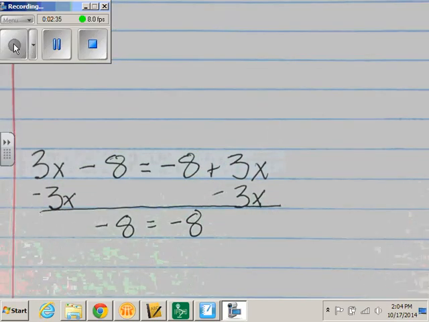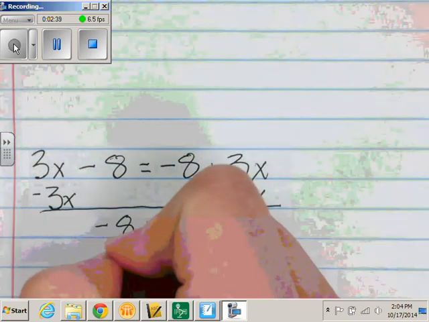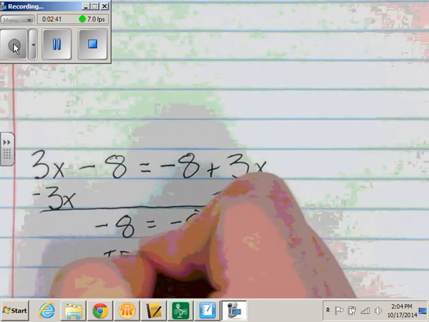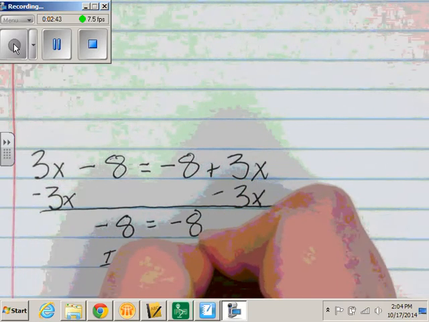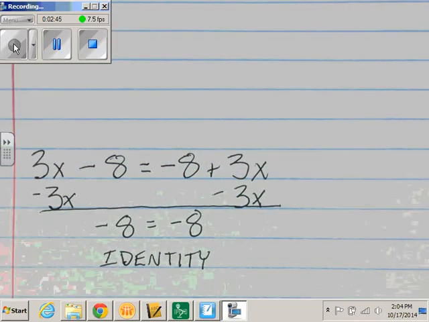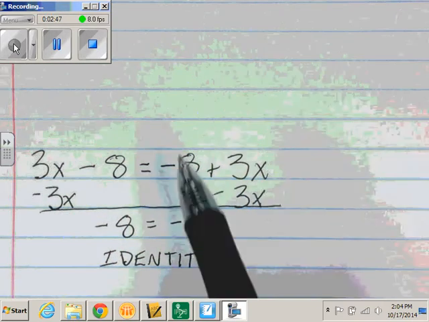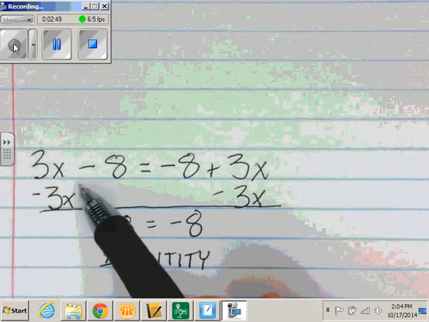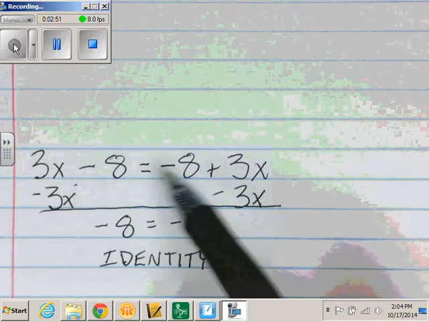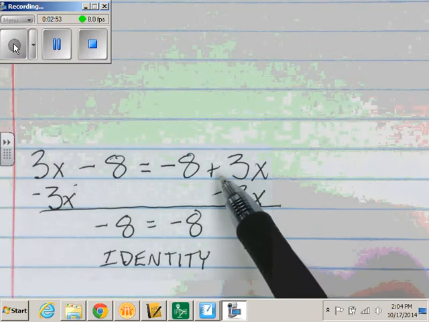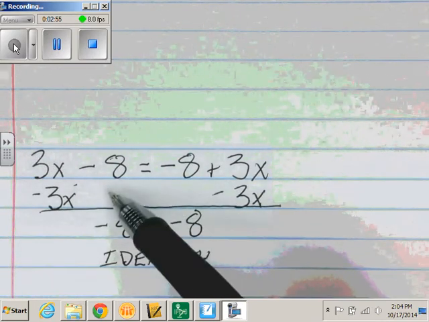So this is called an identity. Which means you could pick any value for x and substitute it back into the original equation, and the left side would always equal the right side.